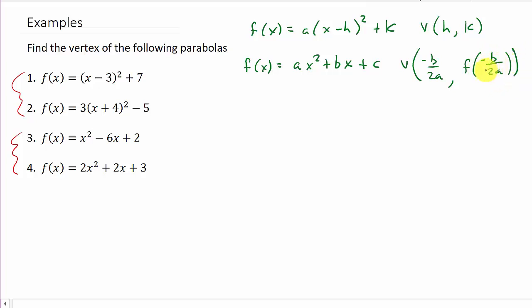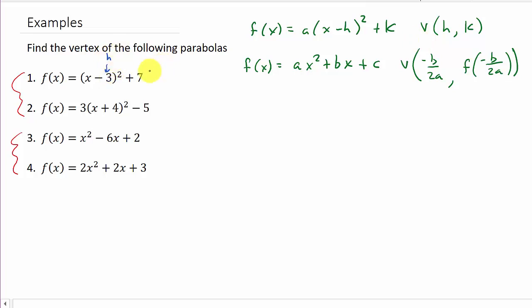Now, don't let this confuse you. I'll explain this more when we get to these examples. But first, let's look at this. All right, in our first example, you can see it's in this form.